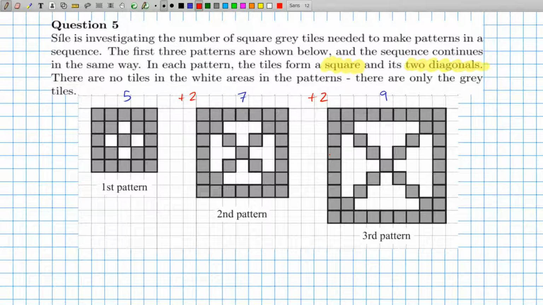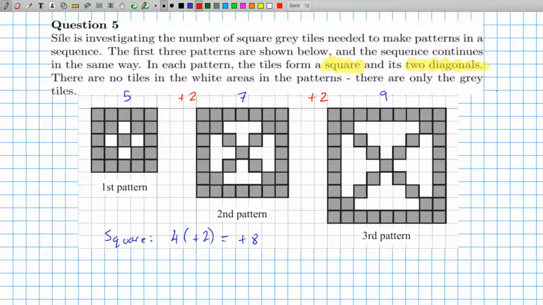And what's the overall effect of this? Well, if it's a square, it's got 4 sides. Each side has to have the same thing happen to it each time, because otherwise it wouldn't end up being a square. So in terms of adding tiles, for the square, we've got 4 sides. Each of them is adding on 2 tiles each time. So the result is that we have to add 8 extra tiles to get the new square.